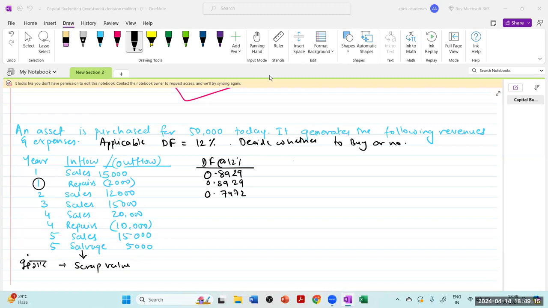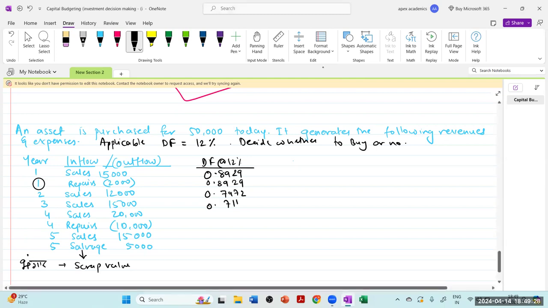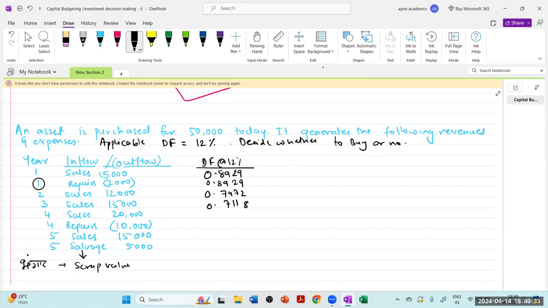Alka, Shaili, what are you doing? Sir, I have a BA II Plus, so I won't be able to tell this one. You've got to get a regular calculator. 0.7972. Yes. For the third year, 0.7118, we'll round it off. For the fourth year, come on, answers. 0.6355. For the fourth year, 0.6355. For the fifth year, 0.5674.